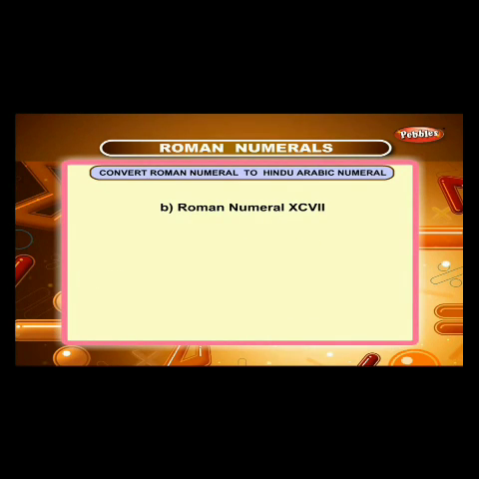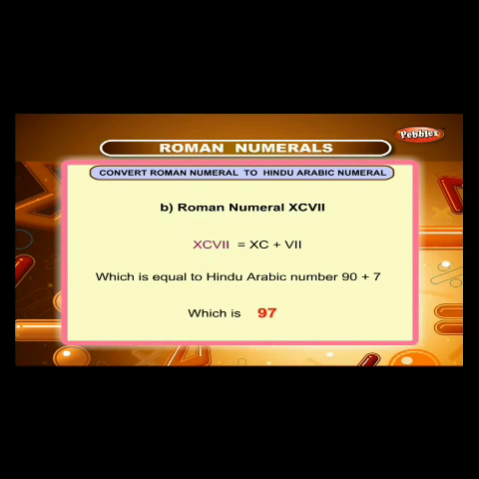B. Roman numeral XCVII. XCVII can be split into XC plus VII, which is equal to Hindu Arabic number 90 plus 7, which is 97.